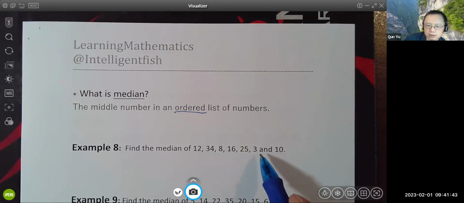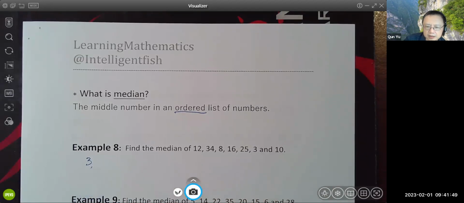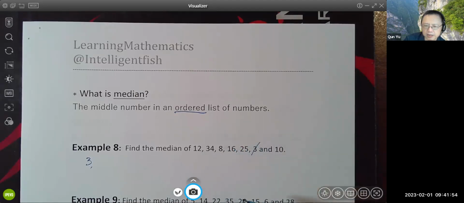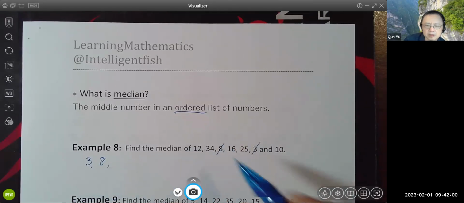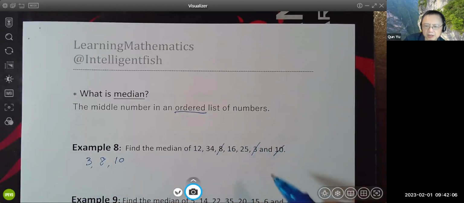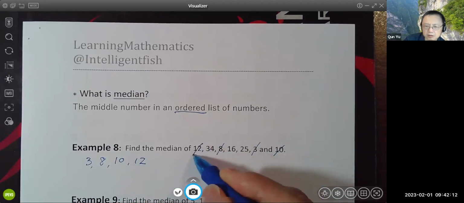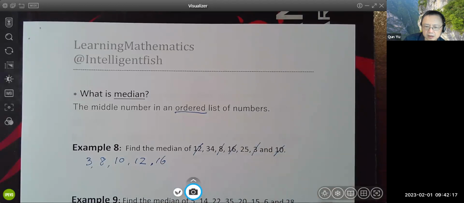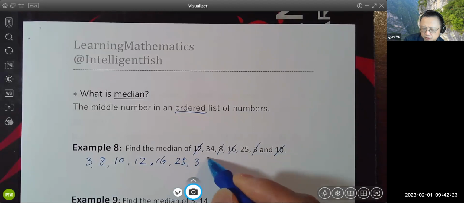Let's see which one is smallest. 3, right? So 3. Let me cross it out so that I don't read it anymore. Next one is 8. And then next one is 10, from the smallest to the biggest. Then next one is 12. And 16. And 25, 34.